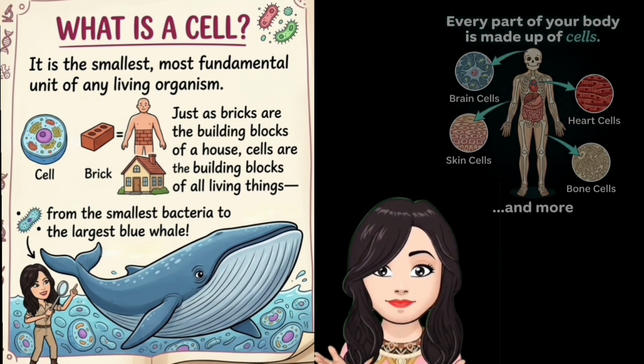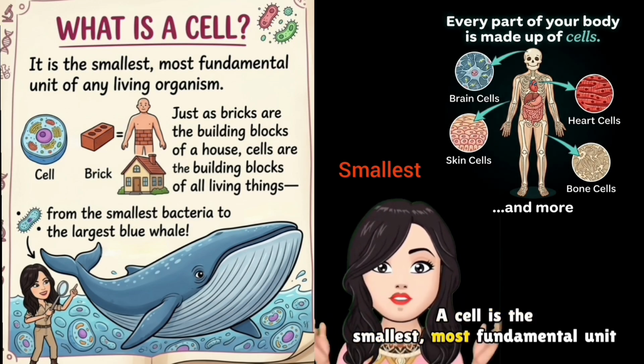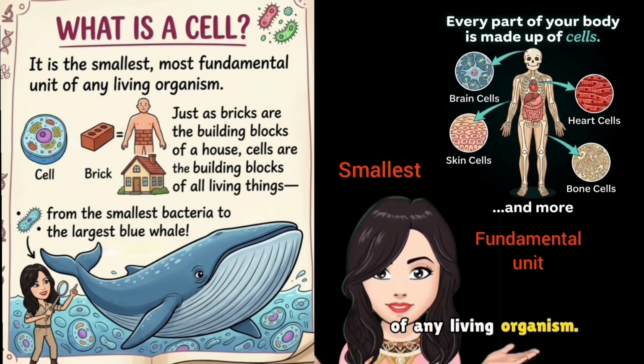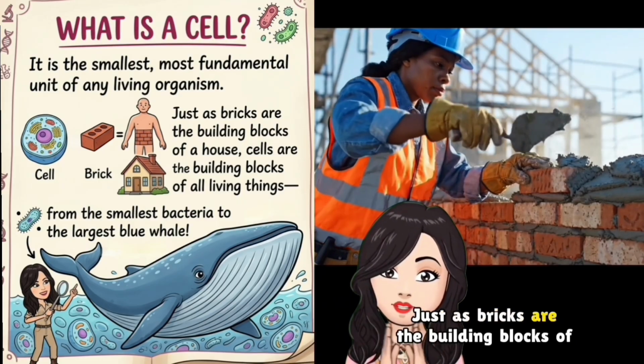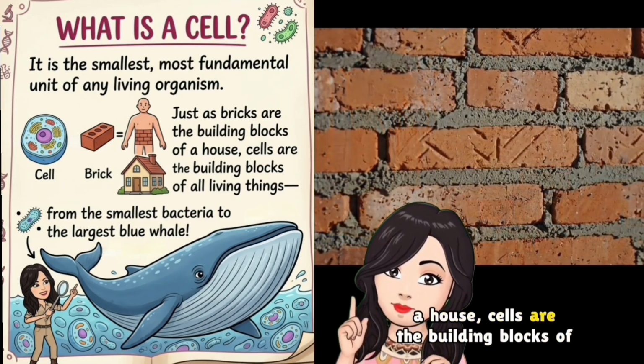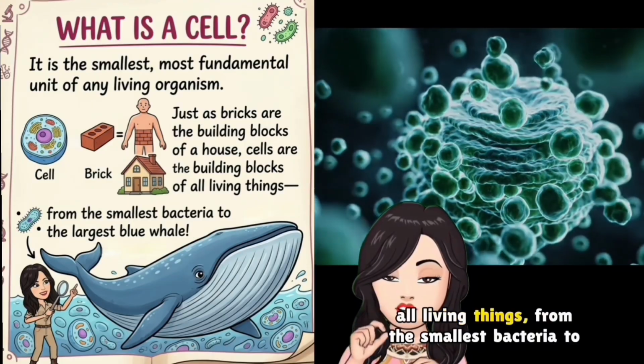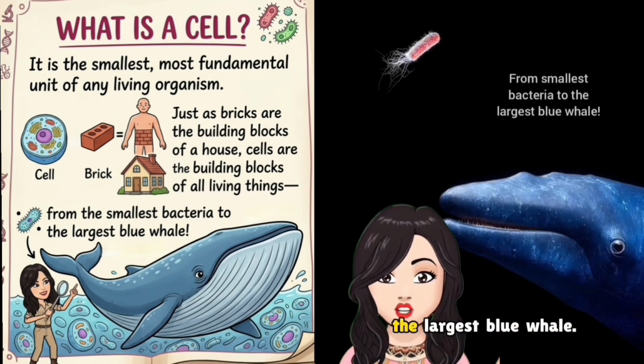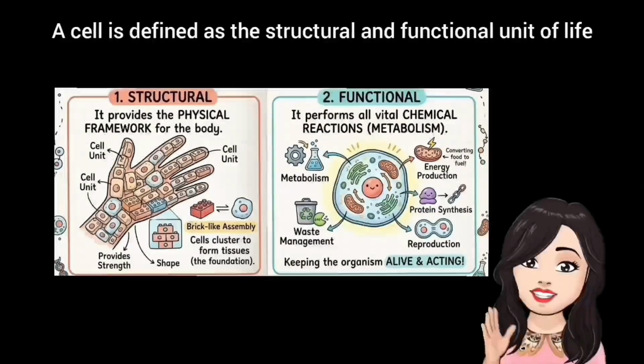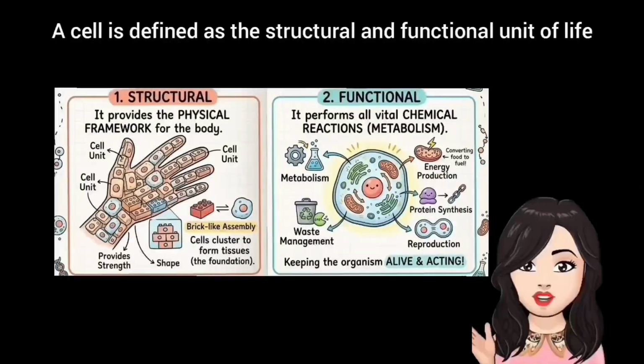What is a cell? A cell is the smallest, most fundamental unit of any living organism. Just as bricks are the building blocks of a house, cells are the building blocks of all living things, from the smallest bacteria to the largest blue whale. The cell is the structural and functional unit of life.